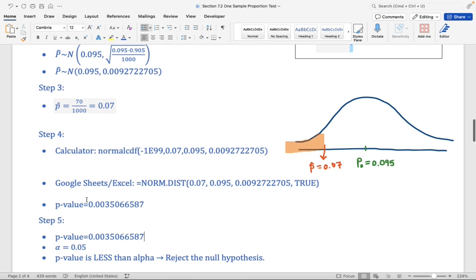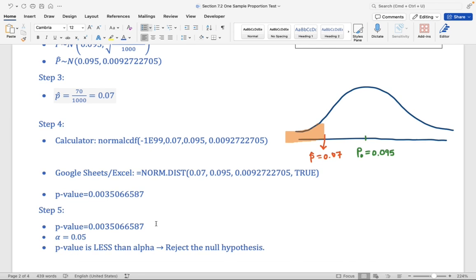The p-value is telling me that it's really unusual to see such a p hat or a value less than that. The probability of this is 0.35%, really low. If I have a big sample and I randomly selected these people and I'm getting something that I'm not supposed to get, right? Something really unusual, something that has a really small probability, then I have a reason to believe that the center of this distribution is not 0.095, which is why I'm rejecting the null hypothesis.